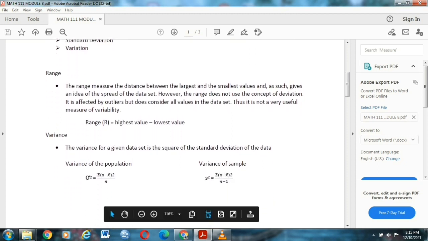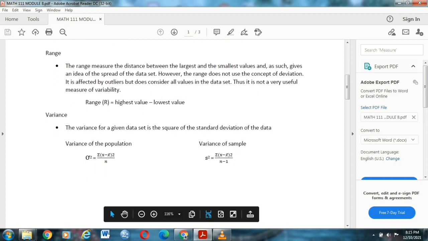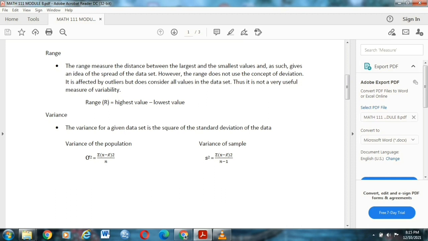Sa variance for a given data set is the square of the standard deviation of the data. So, meron tayong dalawang formula na ginagamit dito sa variance. Meron tayong population at meron tayong sample. So, sa variance sample, ang kaibahan lang nila ay yung denominator. Pag gagamit tayo ng population, yung data natin, ang over niya ay n. Pag sample naman, ay n minus 1. Okay, so similar sila ng numerator.